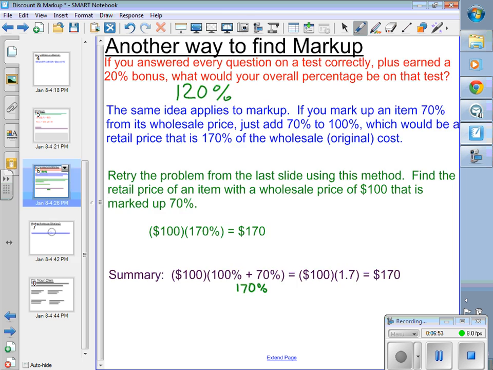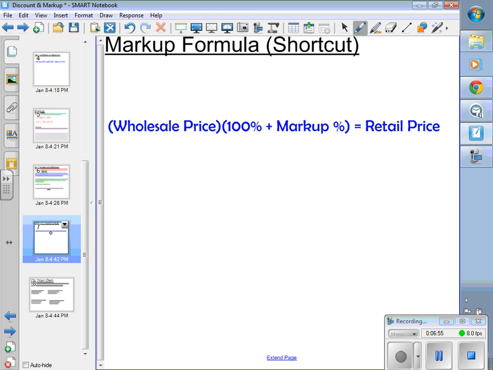Let's move on. Our markup formula shortcut: the wholesale price times 100% plus the markup percent equals the retail price. 100% plus the markup percent gets multiplied by the wholesale price, and that gives you the overall retail price.